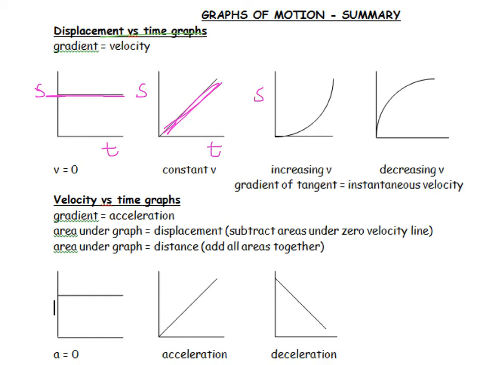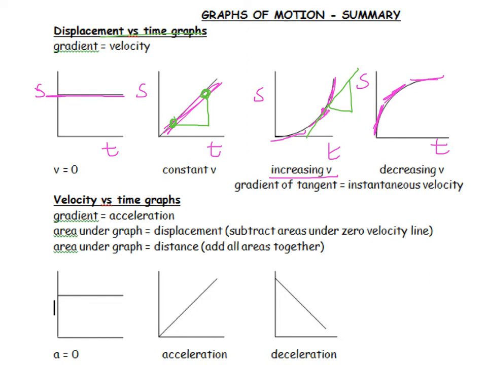If, on the other hand, our gradient is going from gentle to steeper, we have an increasing velocity, and if it starts off steep and becomes more and more gentle in a displacement time graph, we have got a decreasing velocity. If I would like to find out the instantaneous velocity at a point, I will put that point down and then I will draw a tangent to the curve at that point and get the gradient of the tangent. If I would like to get the velocity when it's a constant velocity from a displacement time graph, I choose 2 points on the line and I determine my gradient.